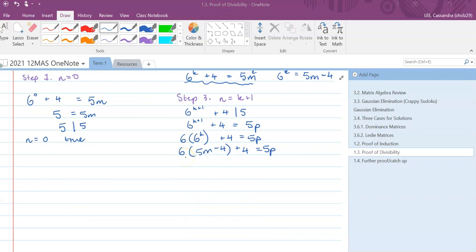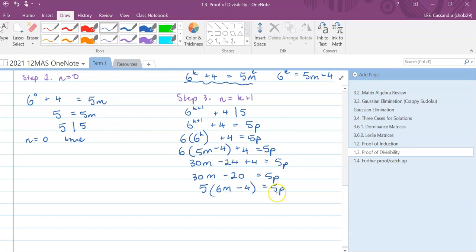Okay, so I'm going to expand my brackets now. We have 30m minus 24 plus 4 is equal to 5p. 30m take 20 is equal to 5p. And I can now factorize 5 out the front, and that's what I wanted all along. I don't really care about these values, remember, I'm just interested in being able to factor 5 out.